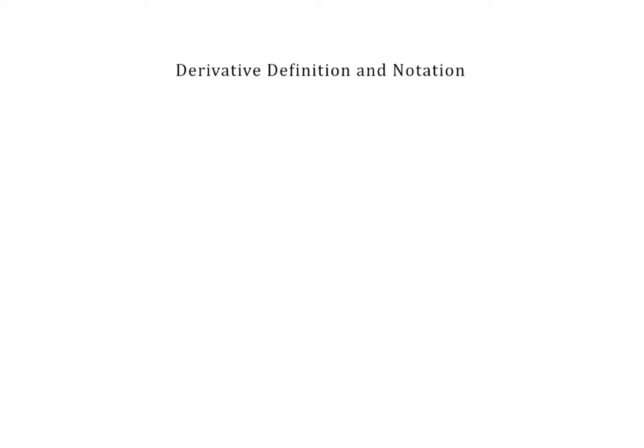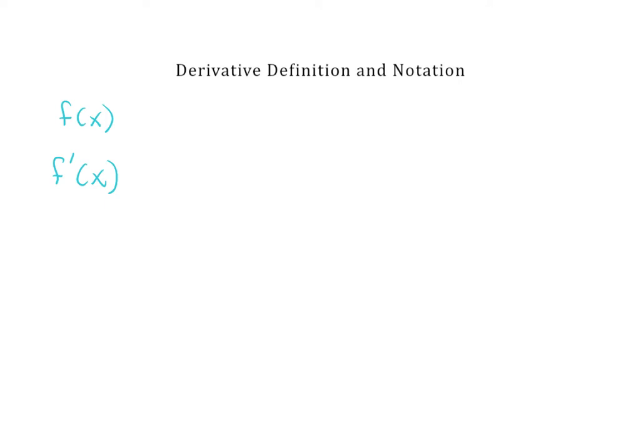Today's lesson is on defining the derivative of a function and using derivative notation. So let's start with the notation. If I have a function, f of x, the derivative is also a function, and it is like this, f prime of x. So that is how we notate a derivative.